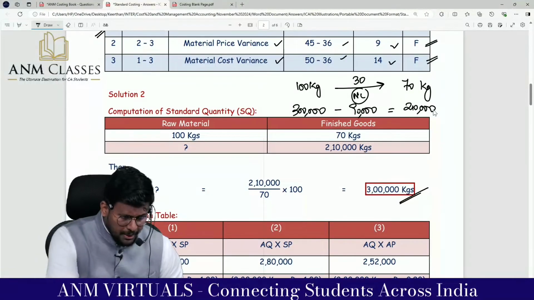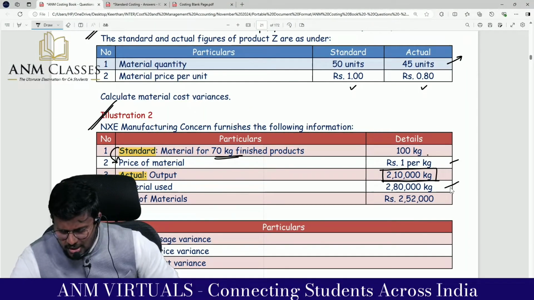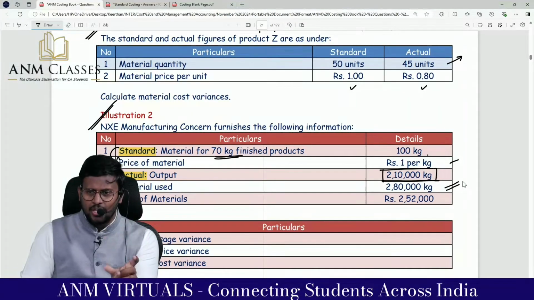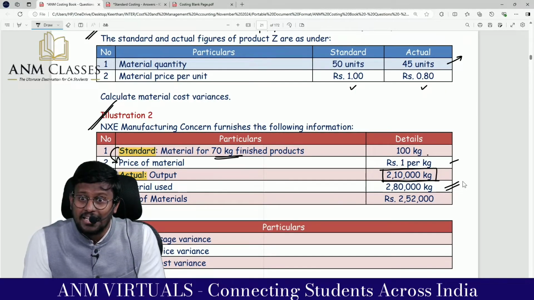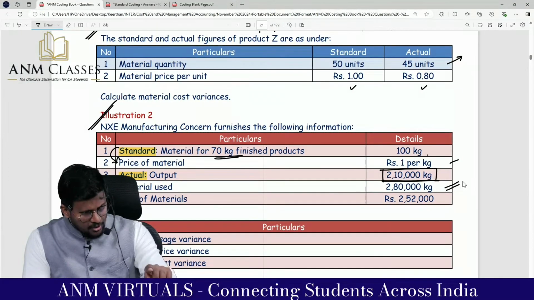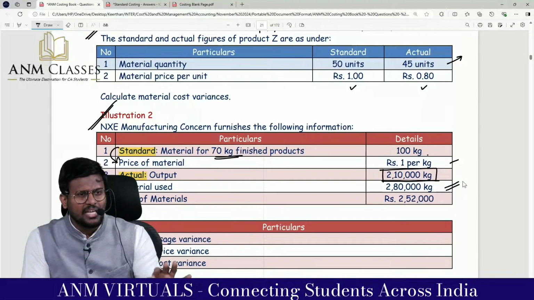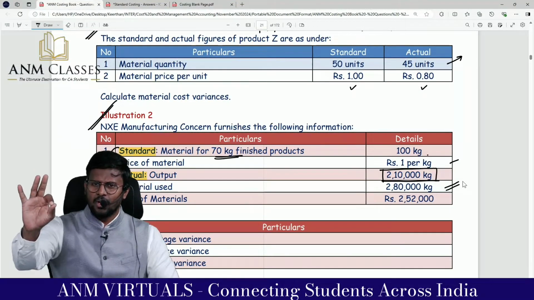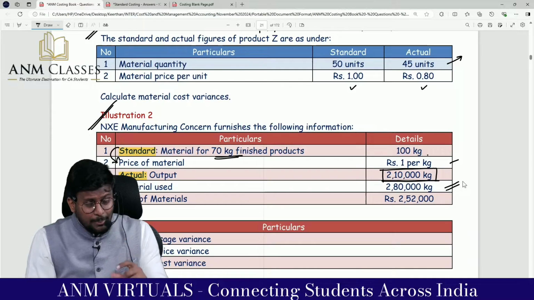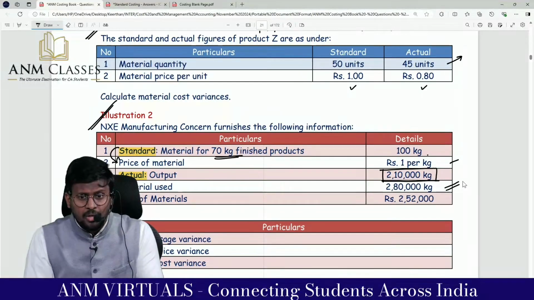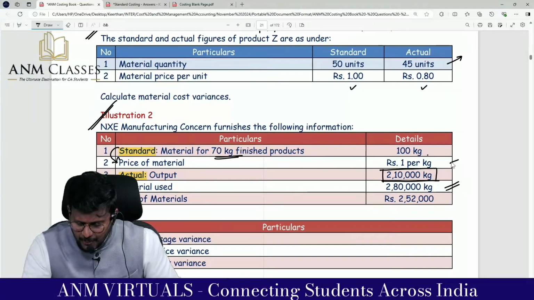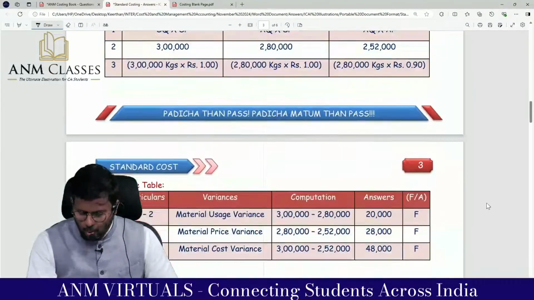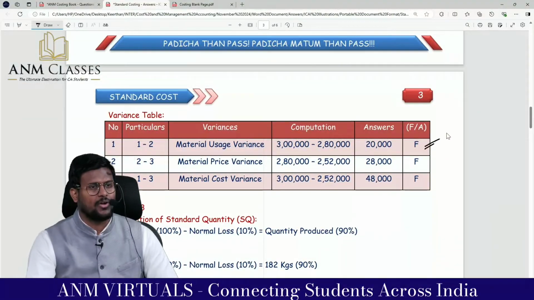But look at the question. Material used is only 2 lakh... in place of 3 lakh kg, we have used only 2,80,000 kg. That means here itself we can finalize that material usage variance should be favorable. Instead of using 3 lakh kg, we have used only 2,80,000, so there is a savings of 20,000. What is the standard price per kg? 1. That means 20,000 into 1, so 20,000 should be the material usage variance favorable.